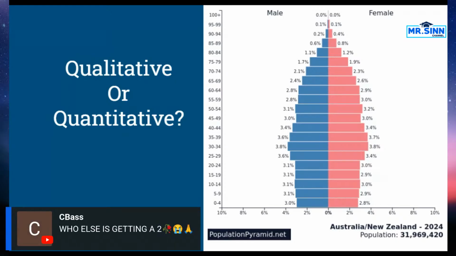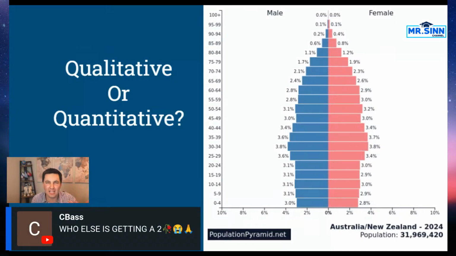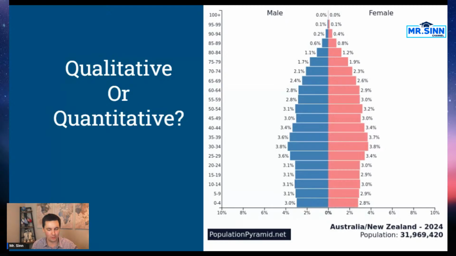Who else is getting? You're not getting the 2. You've got this. You got to have confidence. You can do this, geographer. Come on, you're not getting a 2. You guys are going to do great.